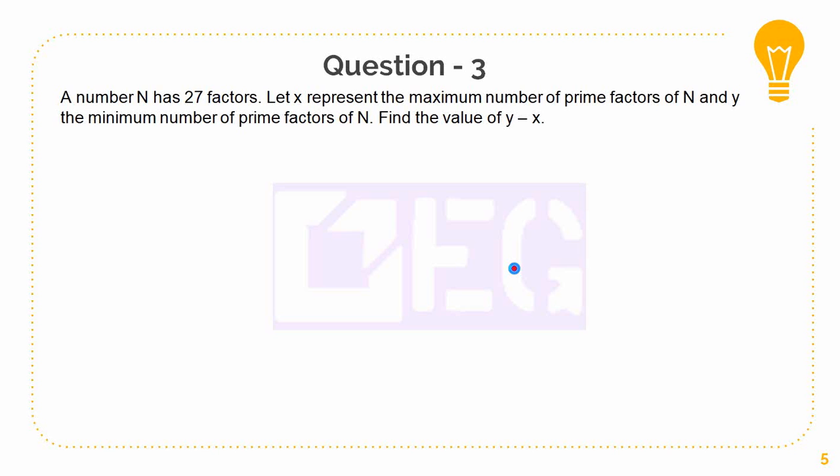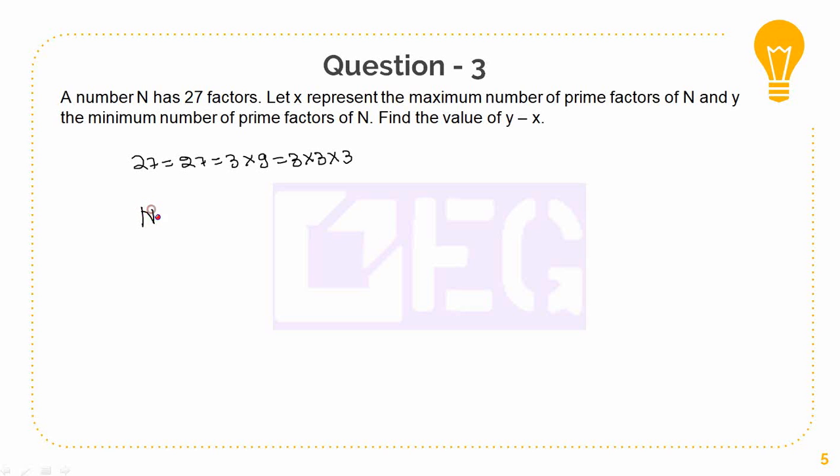Question 3 is again a concept of prime factors. A number n has 27 factors. Let x represent the maximum number of prime factors of n and y the minimum number of prime factors of n. And we want to find the value of y minus x. 27, we can write 27 as 27, or we can write it as 3 into 9, or we can write it as 3 into 3 into 3.